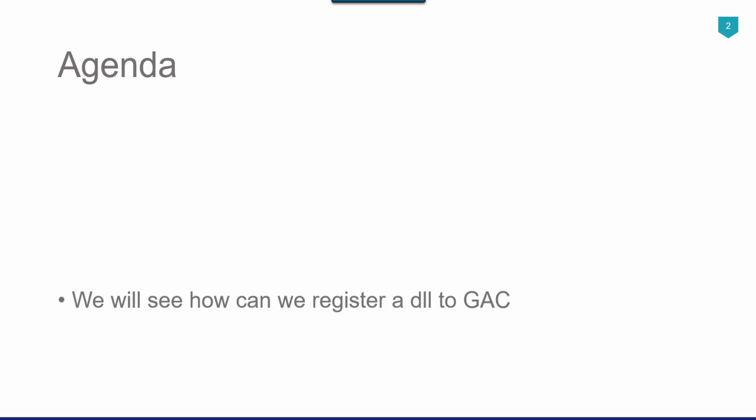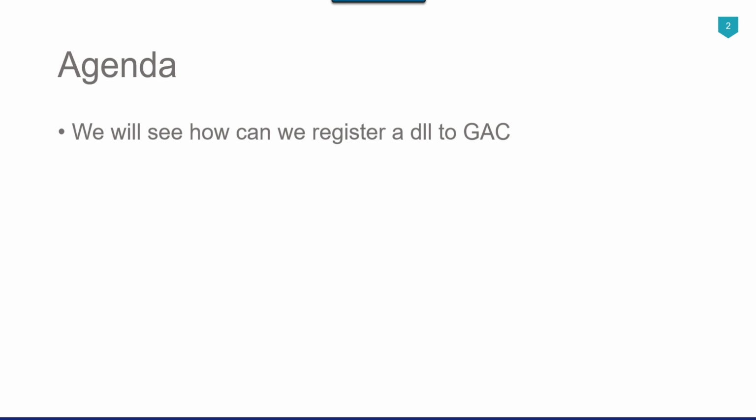So the agenda of today's video tutorial is that we will see how we can register a DLL to the GAC. If you are using any DLL in the SSIS package, and if you need to deploy your SSIS package to the production server or maybe to another environment like dev, QA, UAT or production, then you need to make sure that if you are using any DLL in the SSIS package in the script task, you register the DLL to the GAC. Only then the DLL will be used inside the SSIS package. Otherwise your SSIS package will fail and throw an error that it cannot find the assembly or something.